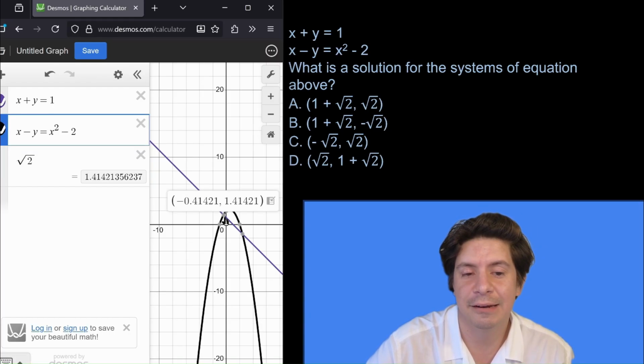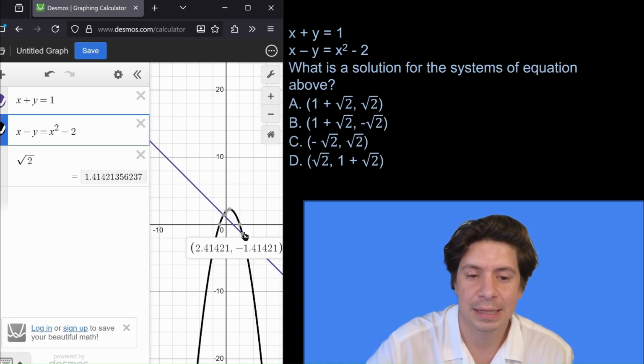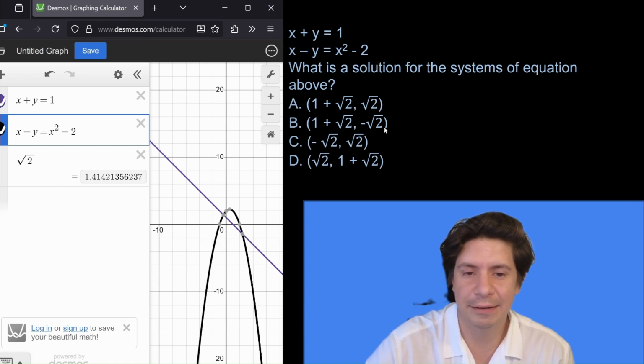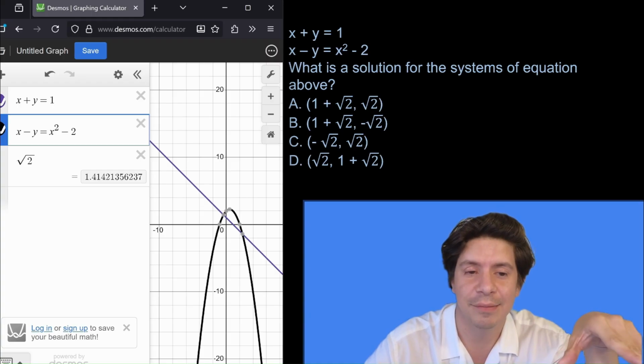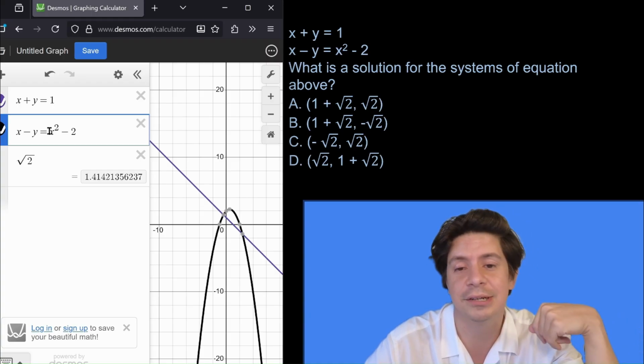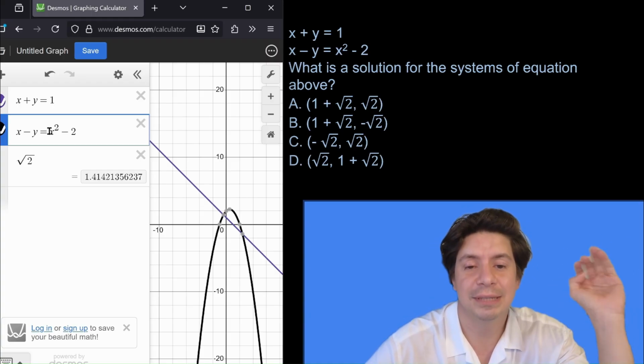Now this is negative 0.41, so it's none of those. 2.41, so it has to be A or B. And then we have negative 1.41, so it has to be B, negative root 2. It's just that quick. We don't have to calculate anything besides doing these calculations here. I don't have to write anything down. I'm just typing things in.